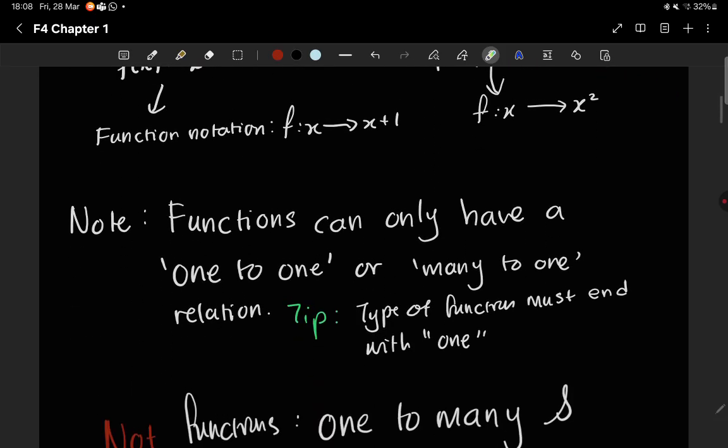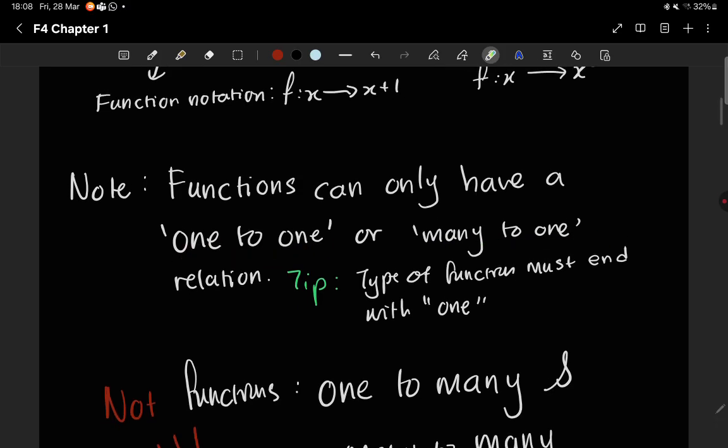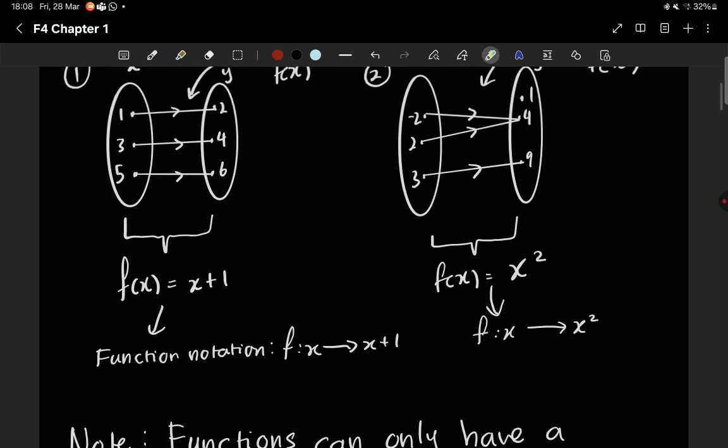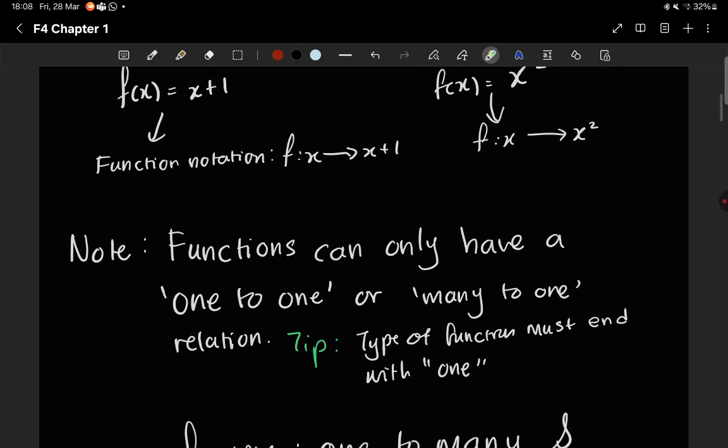So these two, one-to-one and many-to-one, are the only possible function relations. You cannot have any other relations that can be called a function. A little tip over here is the type of function must end with a 1. It's just a little trick to know if the type of relation is actually a function. So like you can see here, it ends with a 1 and a 1. A function must only end with 1.